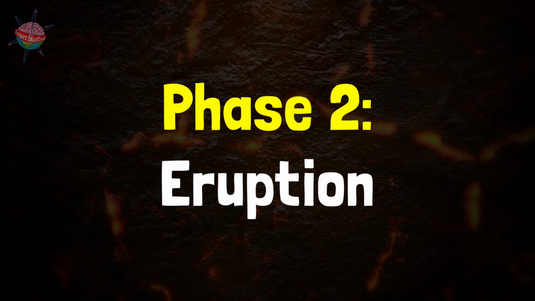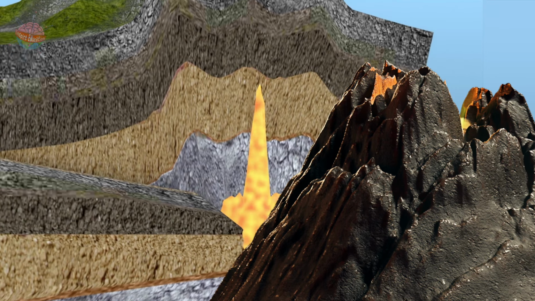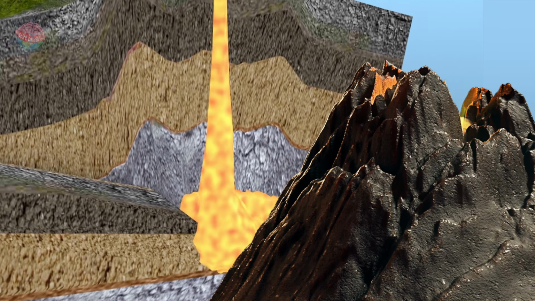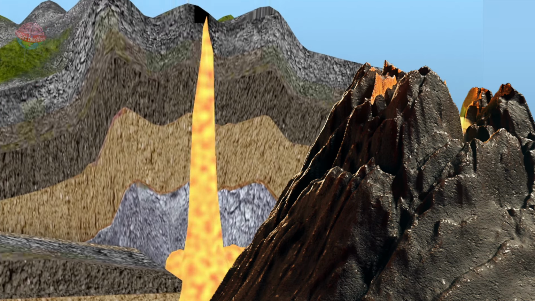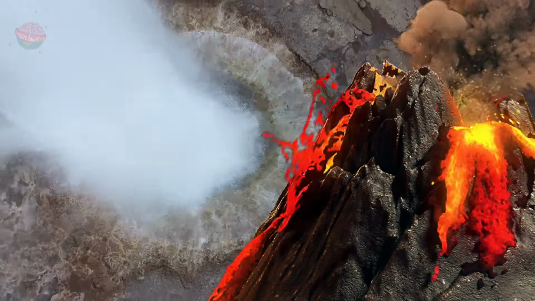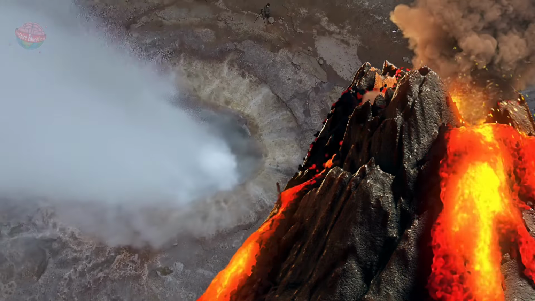Eruption phase. When enough energy has built up below the surface, magma pushes up through one or more cracks called vents and forms a crater. Magma that has reached the surface is called lava.